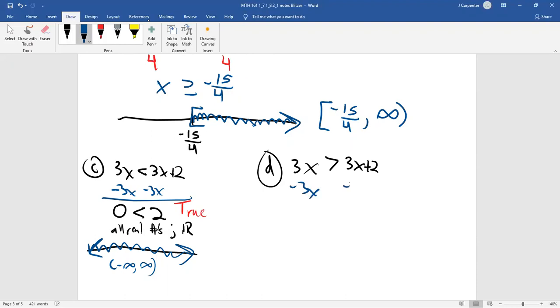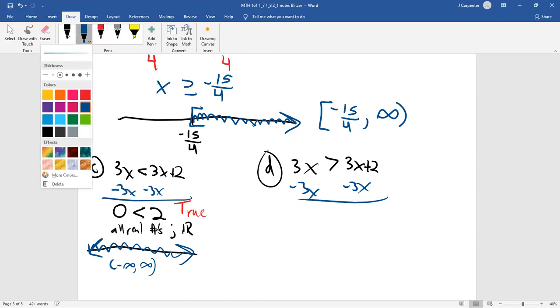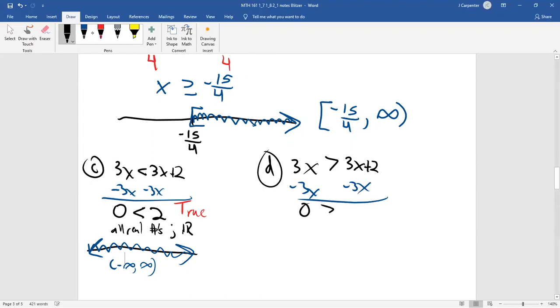So 3x plus 2, same left and right side, but they change the less than to a greater than. So we're going to subtract 3x on both sides. No surprise there. When you do that, you'll get 0 on the left. You'll get 2 on the right. No surprise there, but now instead it says 0 is bigger than 2. 0 is not bigger than 2. That's a lie. That is a big, fat, false statement.